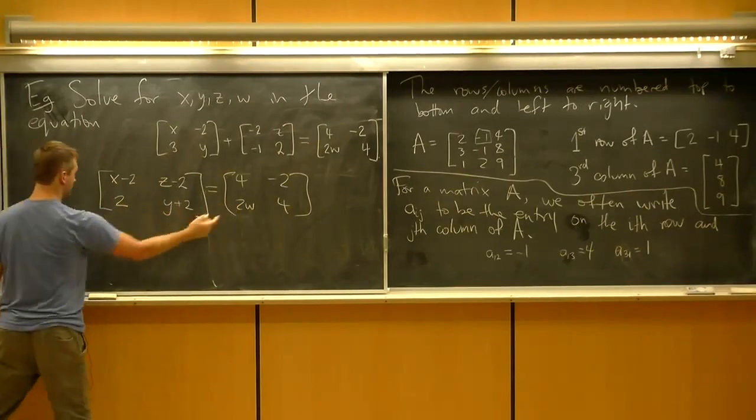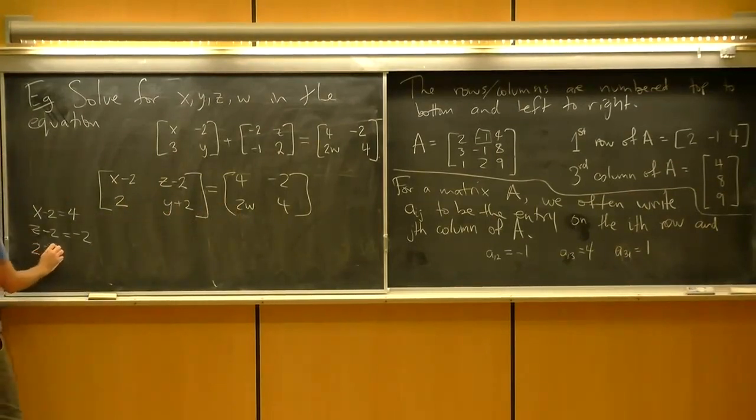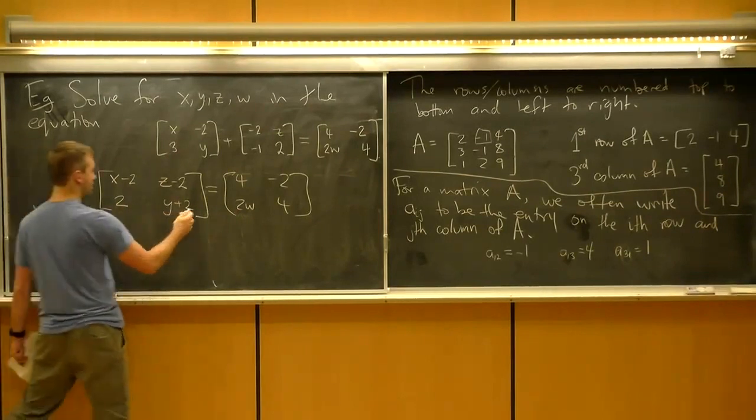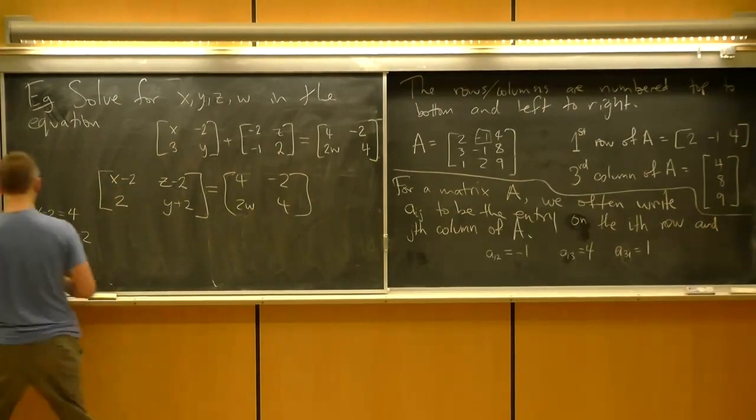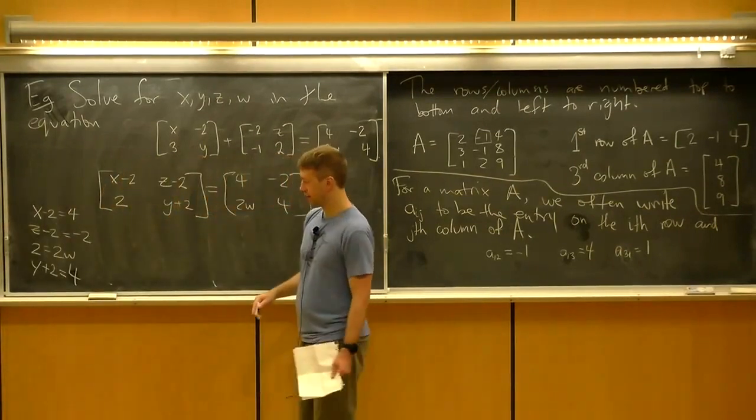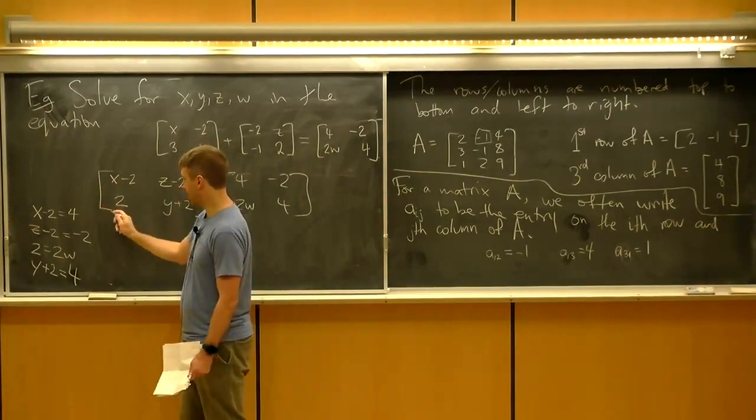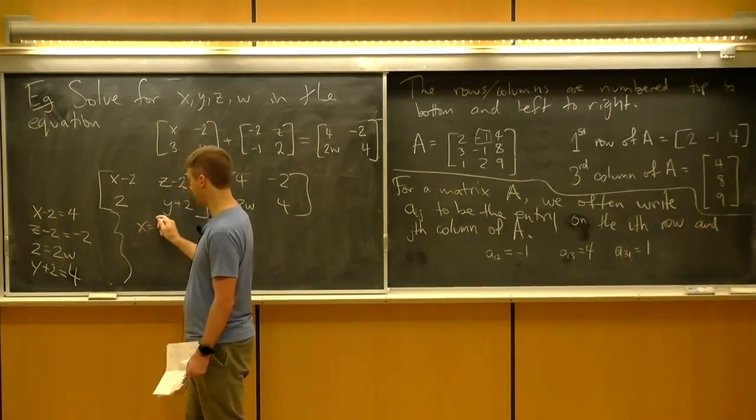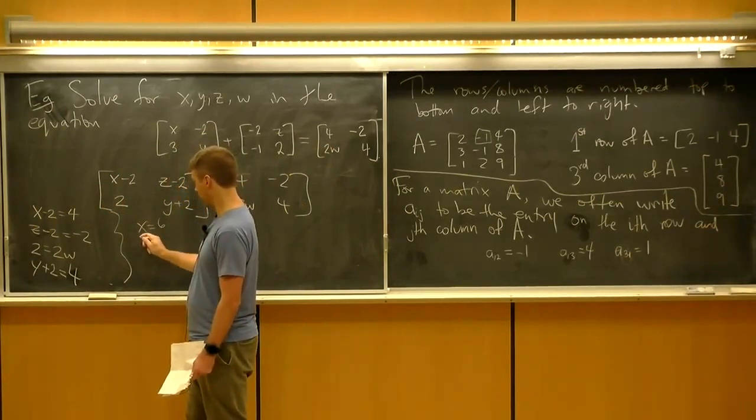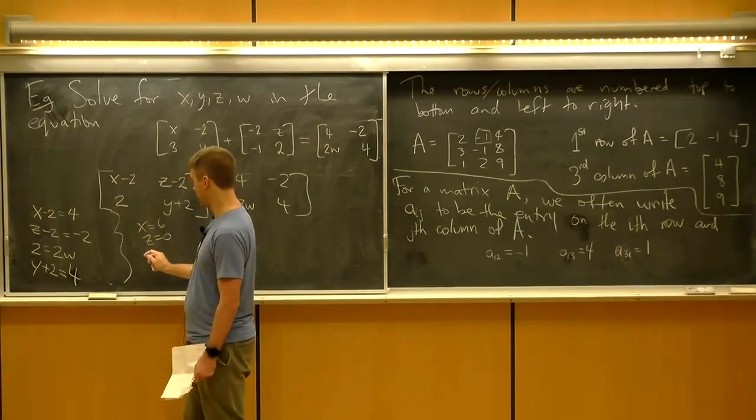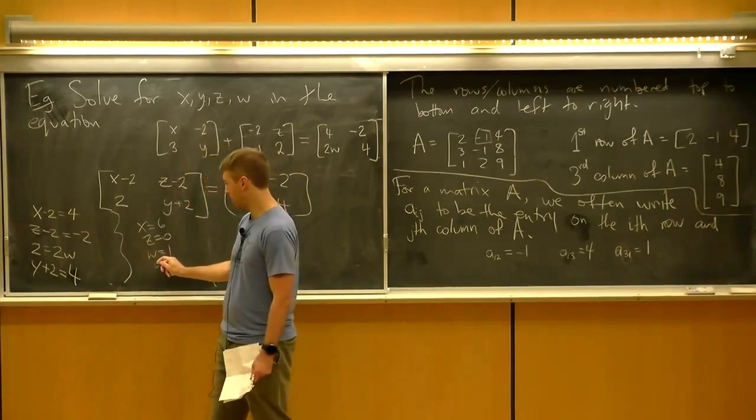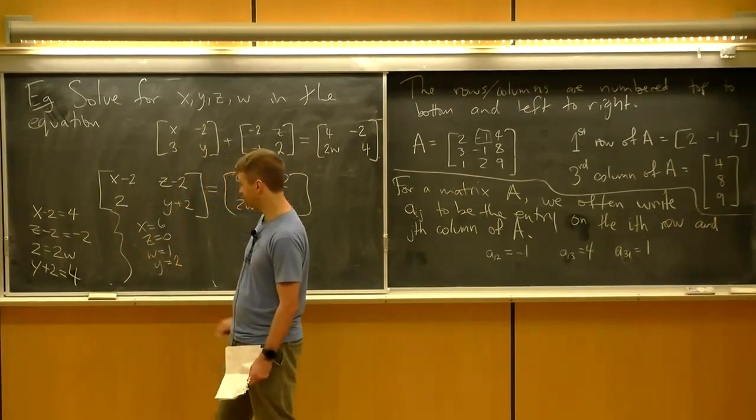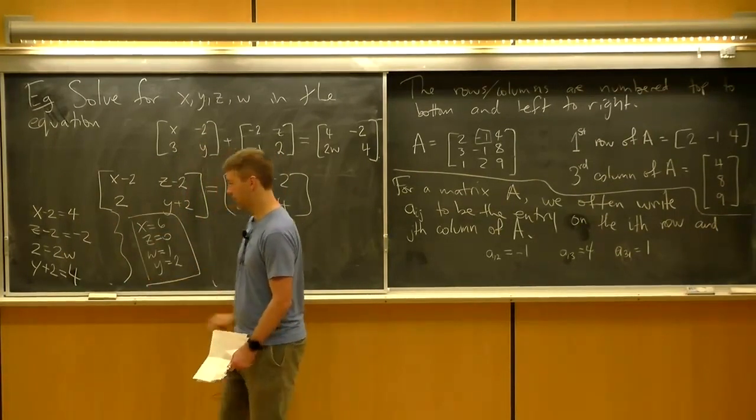2 has to equal 2 times w. And y plus 2 is equal to 4. And then at this point, you can just read off the answer, basically. So x is 6. Z is 0. W is 1, just by solving each of these equations. Y is 2, right? So that would be your solution.